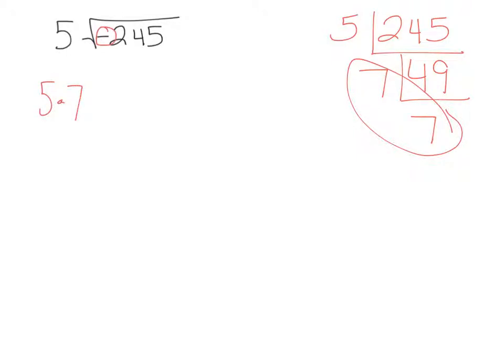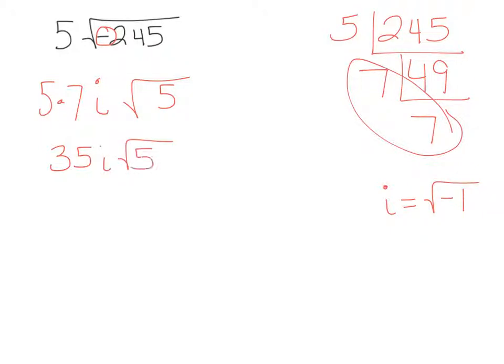Now because of this negative here, we're going to pull an i out. i is an imaginary number that represents the square root of -1. So we pull that -1 out with the i, leaving us a positive in the radical. And then we have a single 5. And then 5 times 7 is 35. Then you have an i, and then radical 5.